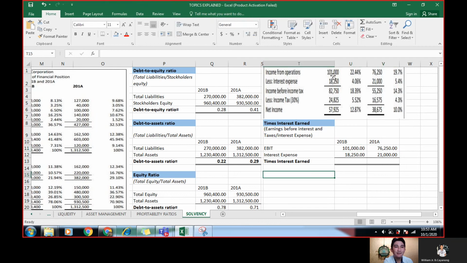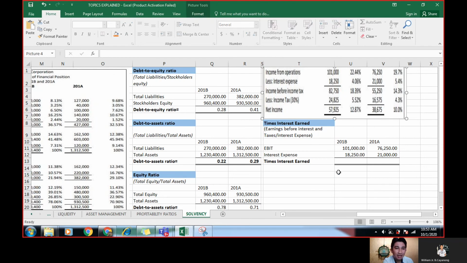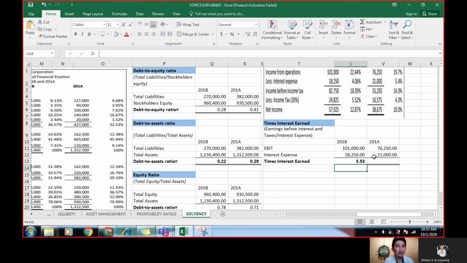And then our interest expense is 18,250 on the current year and 21,000 on the previous year. Okay, so ilalagay pa din natin dito. Ayan. So put the formula, equal sign, 101 divided by, okay, interest expense. That's 5.53 times. Okay, which is good. EBIT divided by interest expense. Yes. So here sa previous is baba, sa current is tumaas. Okay? So that's how you solve your times interest earned.